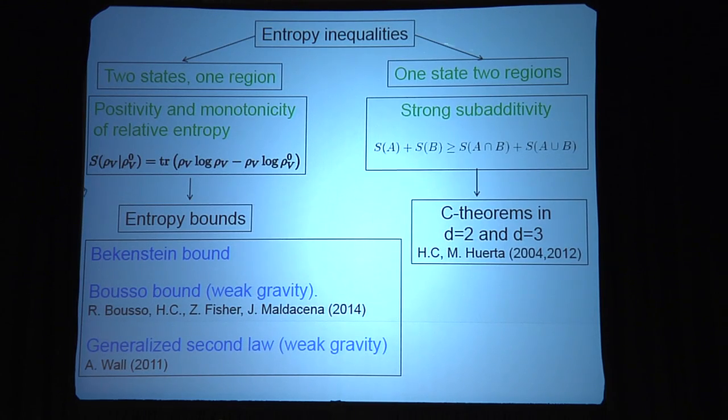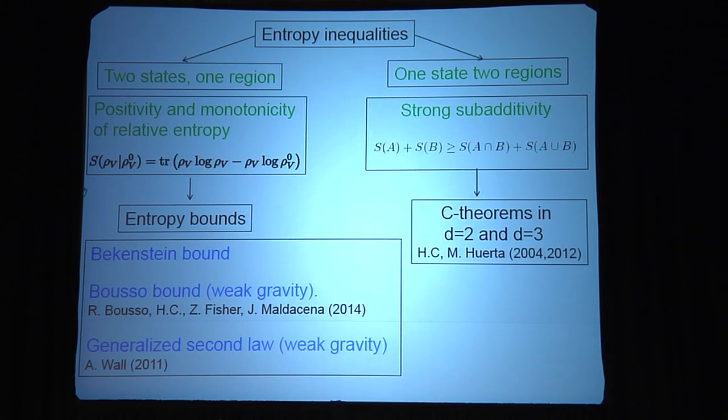On the other hand, if we take the vacuum state and several regions, one can make combinations and use this other inequality, which is called strong subadditivity, that has this particular geometric form for the entanglement entropy of regions. And with this, one can prove C theorems in 2 and 3 dimensions. This is work with Marina Huerta, 2004 and 2012.